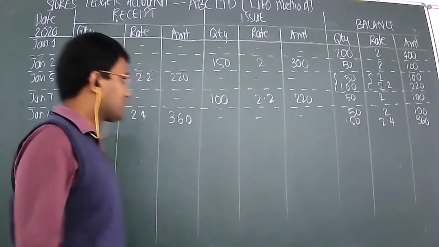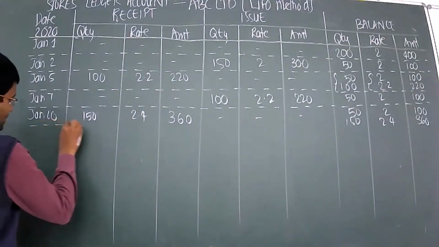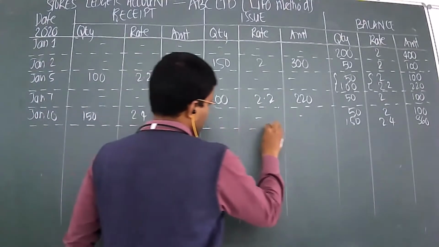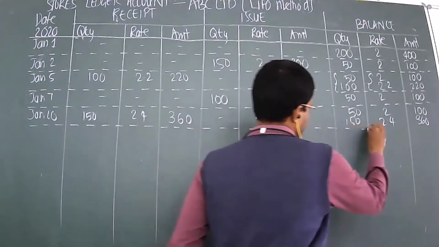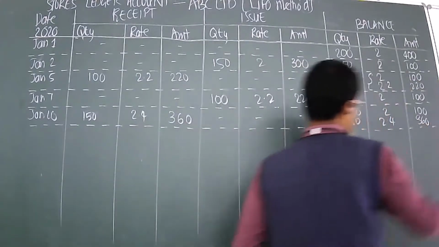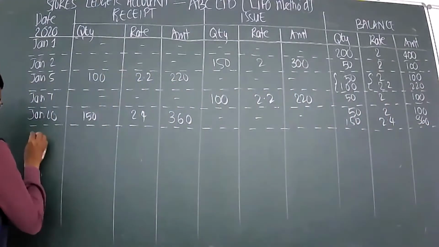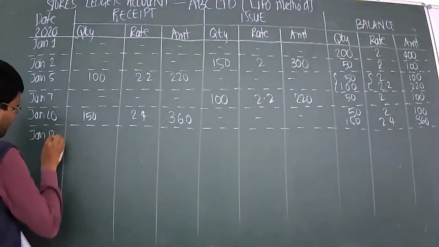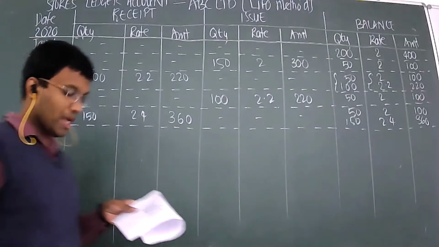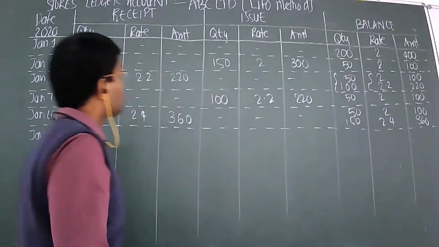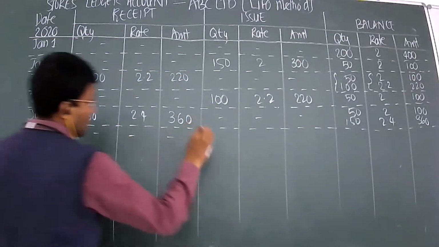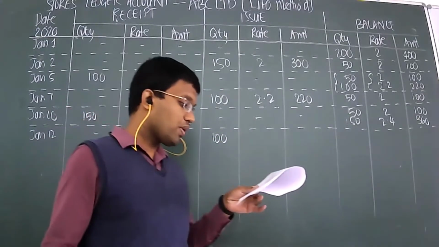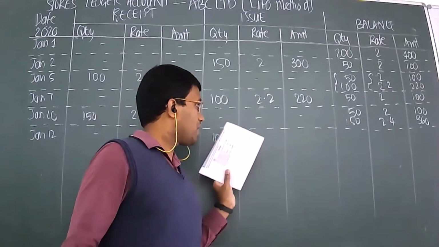Now let's look at the next transaction. So before that, let's just close this, just to make sure that you are able to differentiate between the transactions. So Jan 12th. On 12th of Jan, you're issuing 100 units. Now this 100 units, where will you issue from?